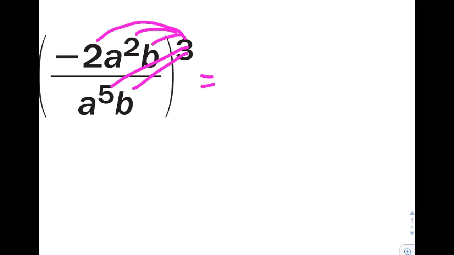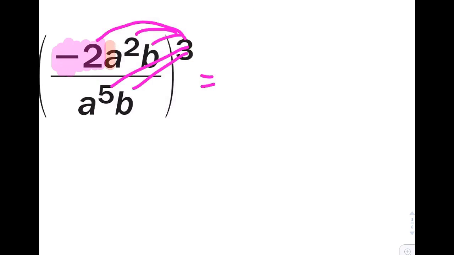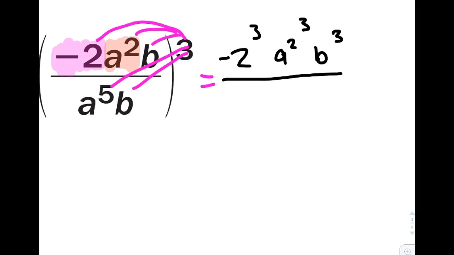Remember here that negative 2 and a squared, those are really different things. Oftentimes we like to say negative 2a squared, but really it's negative 2 times a squared times b. So you have to remember to cube the negative along with the a squared. So it will become negative 2 to the 3rd, a squared to the 3rd, b to the 3rd, over a to the 5th to the 3rd, and b to the 3rd.